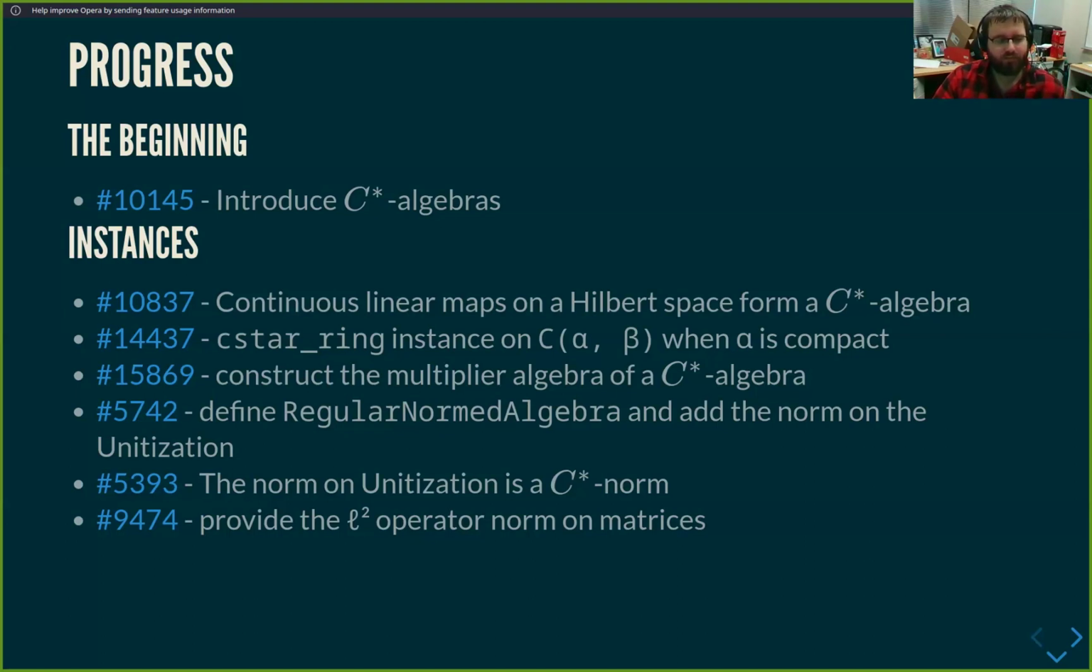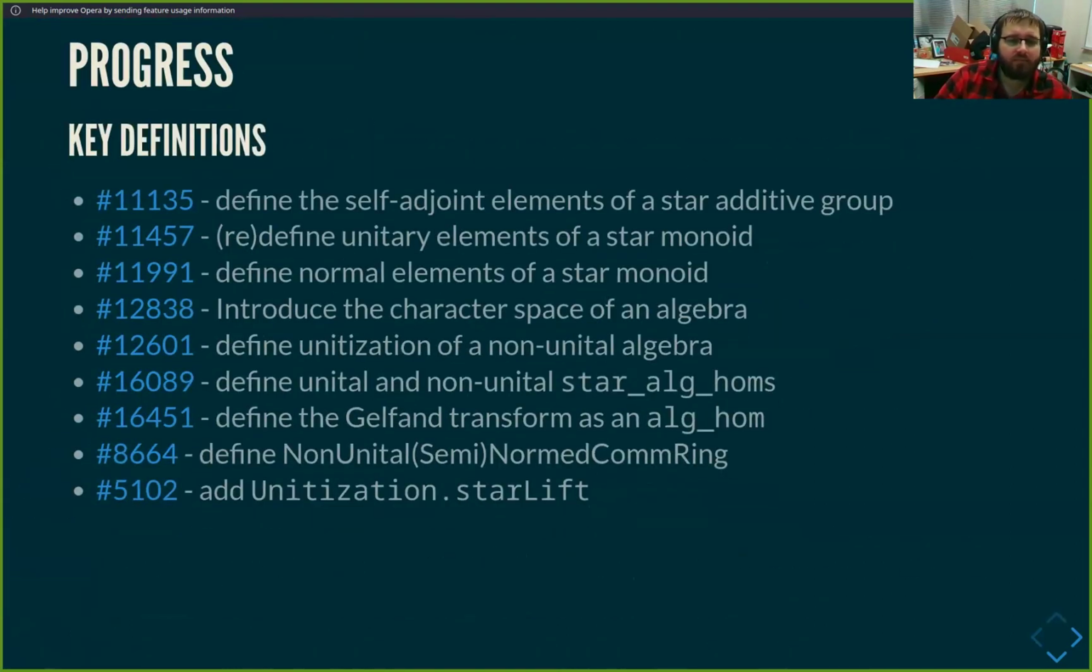Oh, and just as of yesterday or the day before, I put the operator norm on matrices, of course, in a scoped instance, not globally, but now we have matrices as a C-star algebra as well, if you want it. So some other things that have happened: just defining basic objects, self-adjoint elements, unitary elements, normal elements, the character space of an algebra. We said the unitization. At some point, we had to define star algebra homomorphisms and all this stuff.